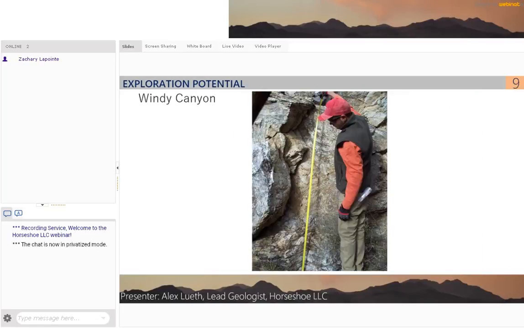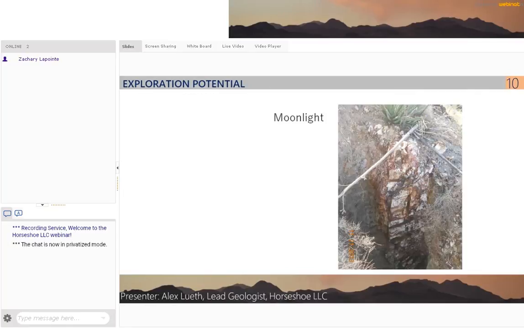Windy Canyon is a very wide vein. You can see there it's around 6 feet width. This is a picture of one of the veins in the Moonlight area. In the Moonlight area, we have 7 or 8 structures just like this one, stacked in a row.